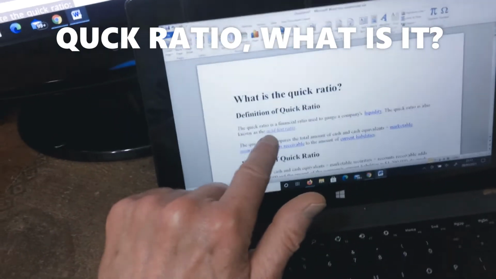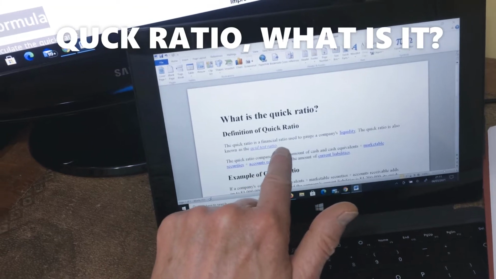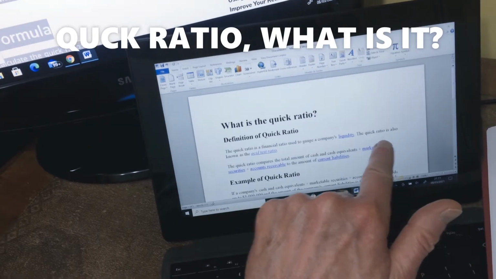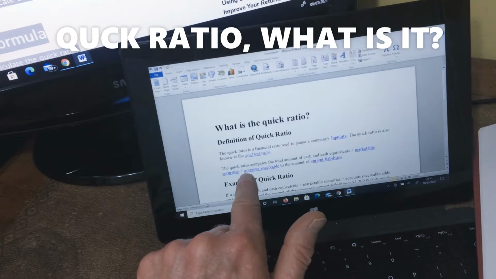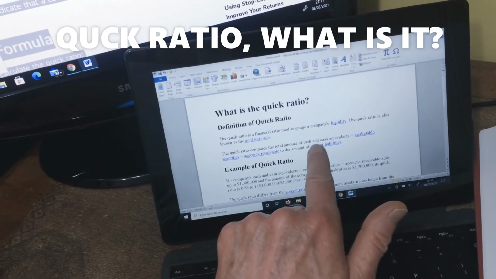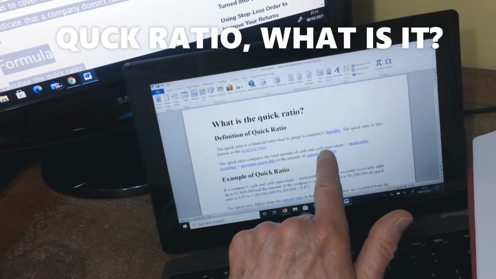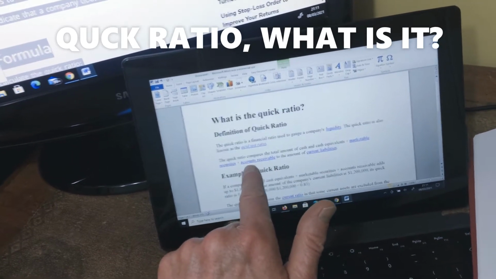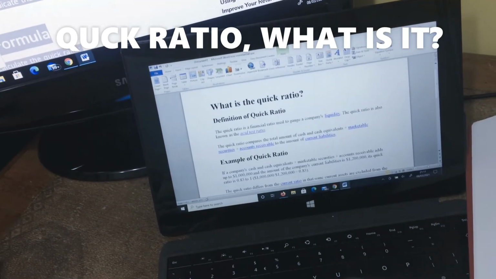The definition of a quick ratio: the quick ratio is a financial ratio used to gauge a company's liquidity. It is also known as the acid test or acid test ratio. The quick ratio compares the total amount of cash and cash equivalents, that's cash and items that can easily be converted into cash, plus marketable securities, plus accounts receivable, to the amount of current liabilities.